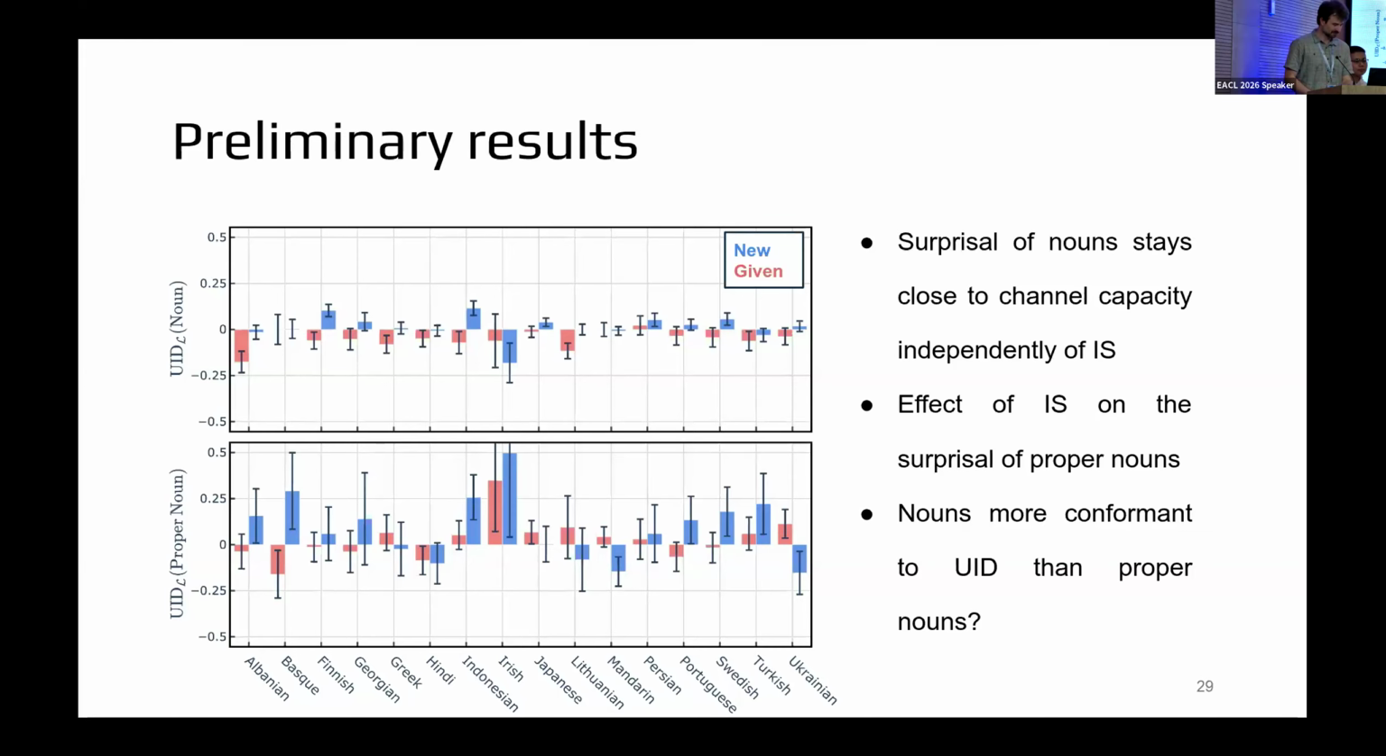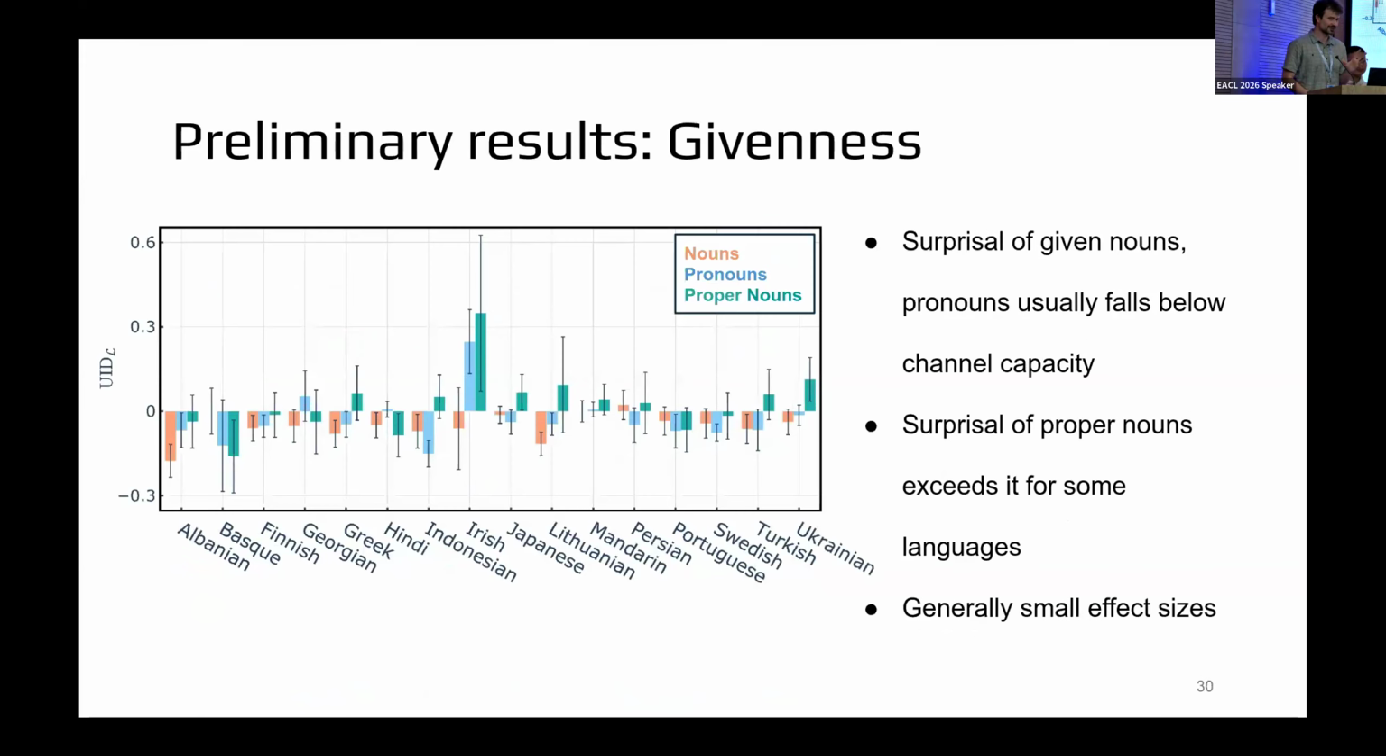Initially we also wanted to look at pronouns, but it turns out that finding new pronouns is very difficult, at least in the way our annotation was done. So we instead only look at given pronouns. And here we also find what one would expect. Surprisal for given nouns and pronouns usually falls below the channel capacity, so it's smaller than for new nouns. But for proper nouns, we again find something interesting, namely that it exceeds channel capacity for some languages. But also here, the effect sizes are generally small, and most of the time these effects are not significant.